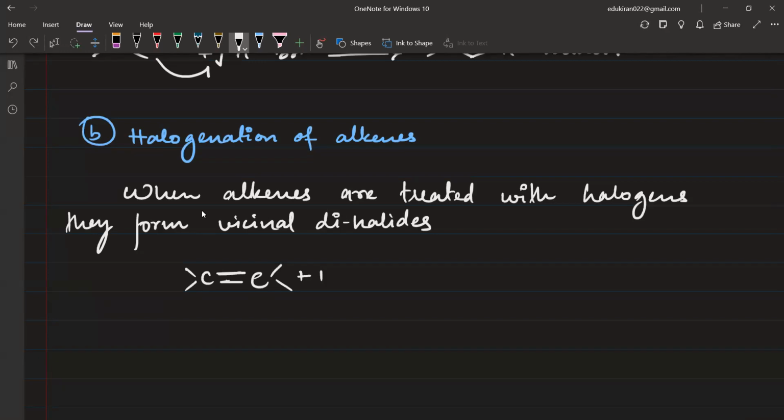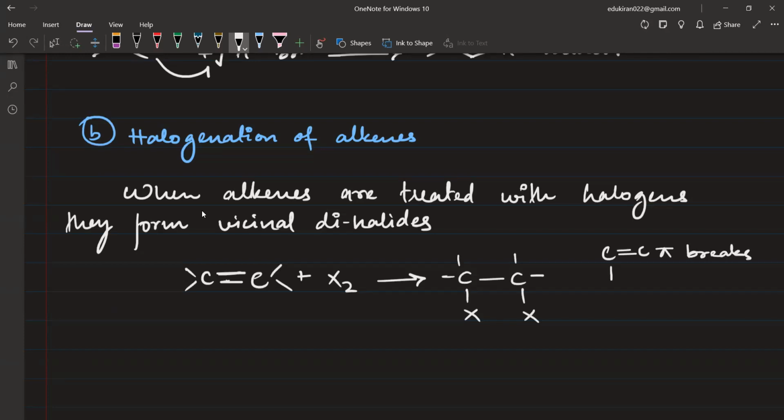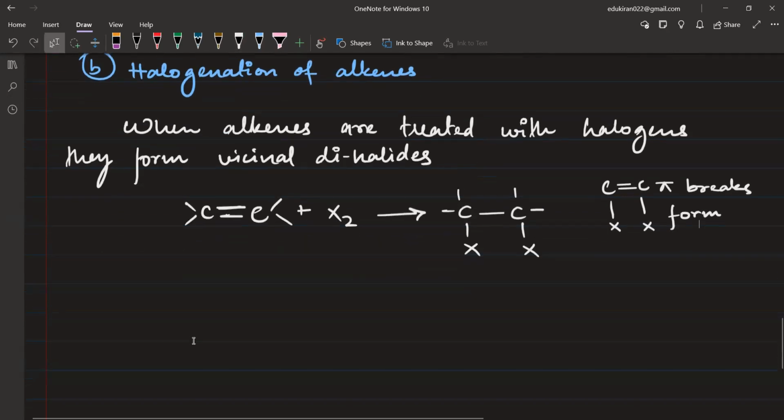plus, let us say, for example, X2 in general. Then both the carbon atoms, what is happening here, guys? Both the carbon atoms are going to get X, X. These bonds are going to be as they are. So what is happening? The C-C pi bond breaks, and this C forms a bond with a halogen atom, and this C forms a bond with a halogen atom. These are the bonds which are formed. Okay, so this is a vicinal dihalide.